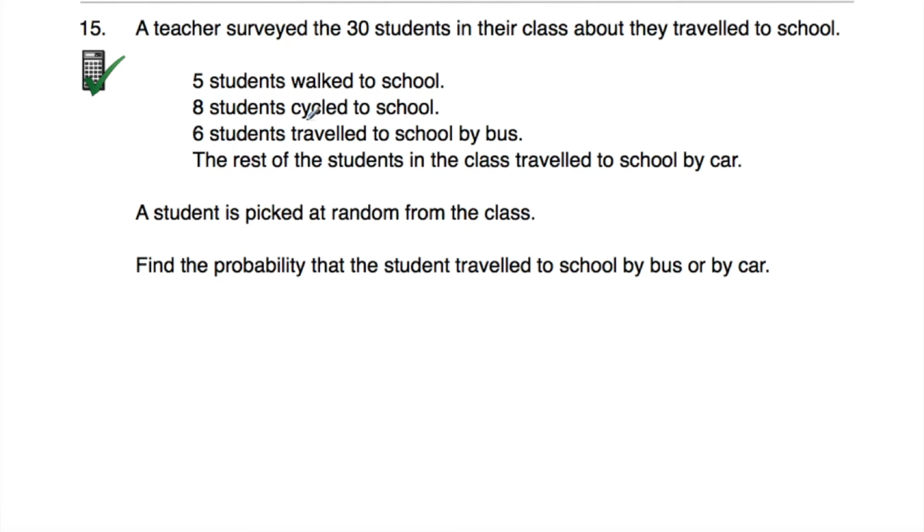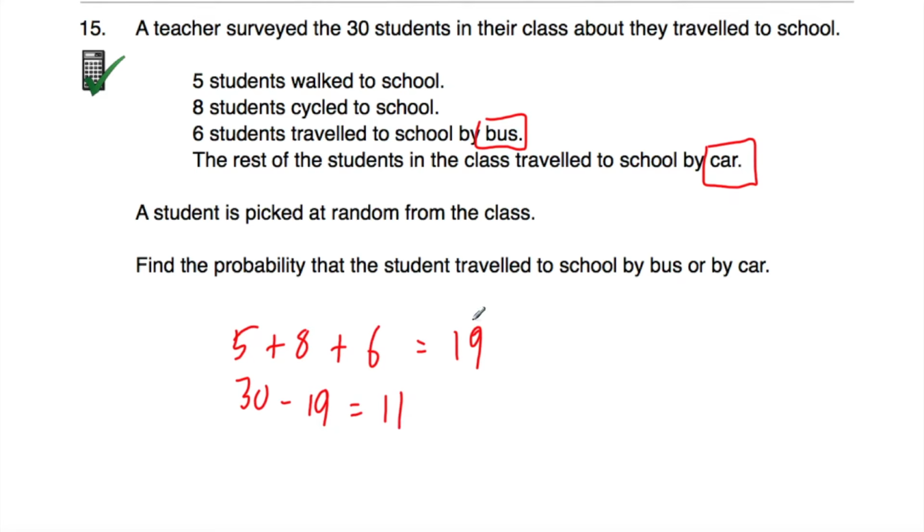Now we know that 6 of them travelled to school by bus, but it'd be great if we knew how many students travel to school by car. So let's work that out. We know there's 30 students in the class. If we add together 5, 8 and 6, the number of students that walked, cycled and travelled by bus, and take that away from 30, what's left would be how many travel to school by car. So 5 plus 8 plus 6 is equal to 19. Then 30 take away 19 is equal to 11. So it means that 11 students travel to school by car.